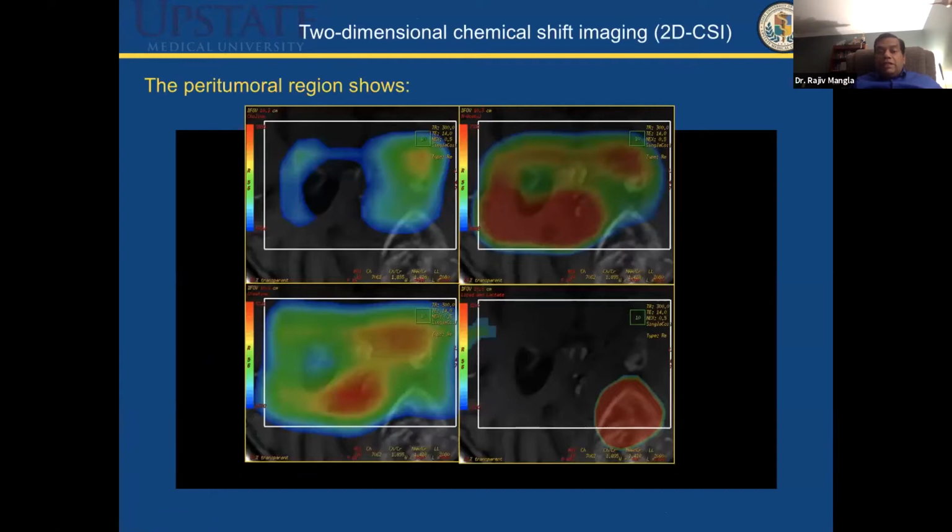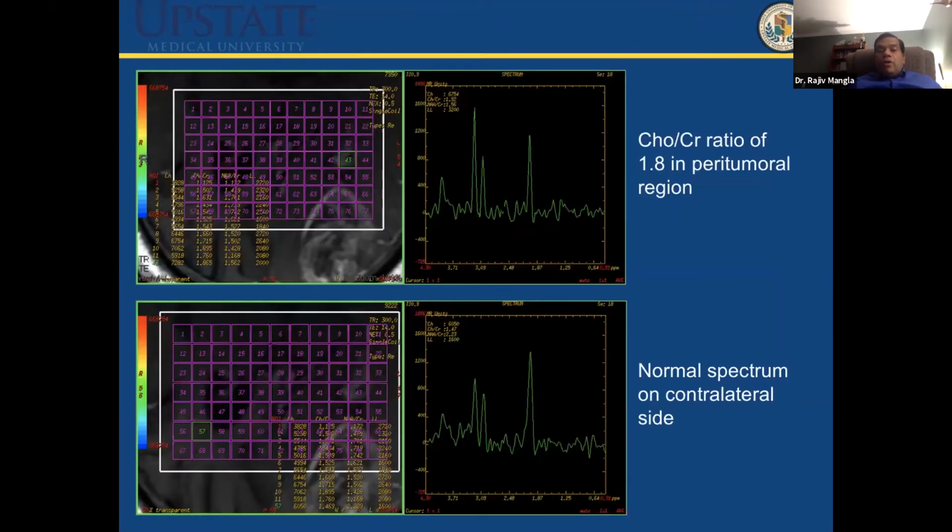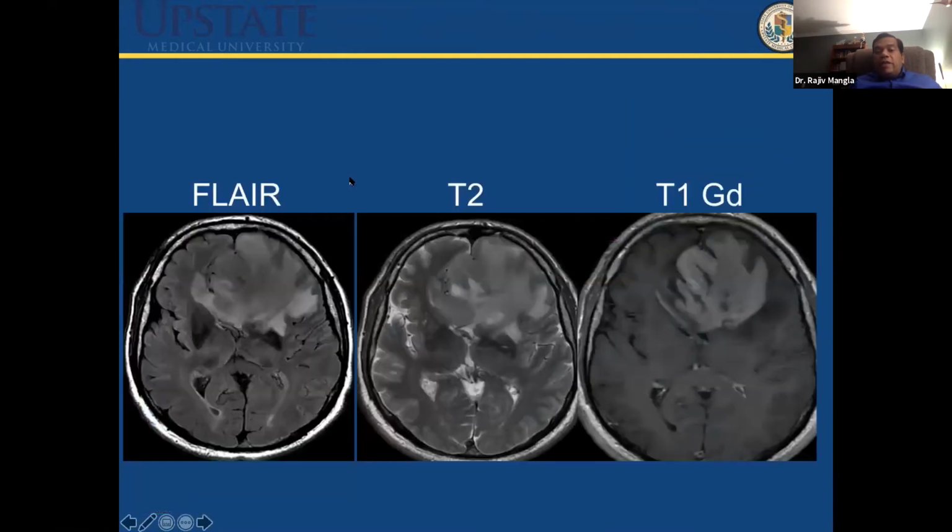And if we see this lesion, this is the brain enhancing tumor here, and we have done the spectroscopy in the peritumoral area, and you see there is increased choline, decreased NAA, decreased creatine, and increased lipid, and this is suggestive of a very high grade glioma. So the choline to creatine ratio is 1.8 in the peritumoral area. So that means this is an infiltrating margin tumor.